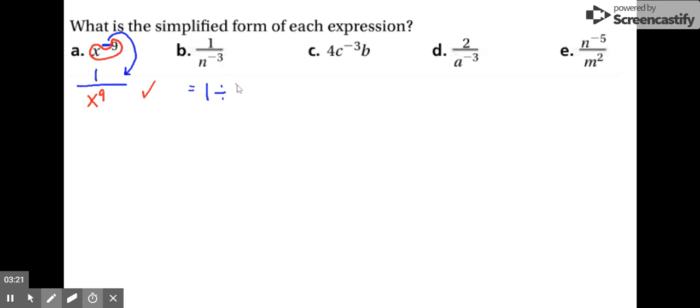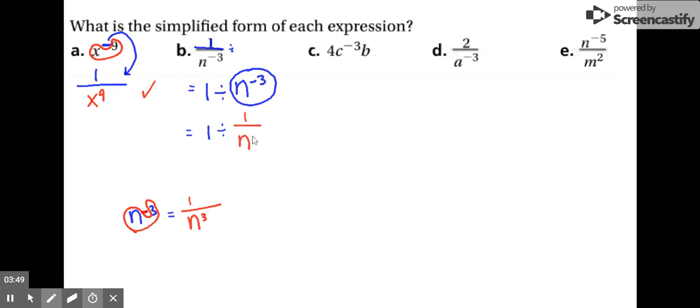1 divided by n to the negative third. Don't do anything yet. You just deal with 1 divided by the expression. 1 divided by. Now, let's just rewrite this expression. So n to the negative third power, there is a negative here, so you're going to flip it. And you're going to put the leftover, n to the third, in the denominator. So I'm going to just put 1 over n to the third. This is the exact same expression.